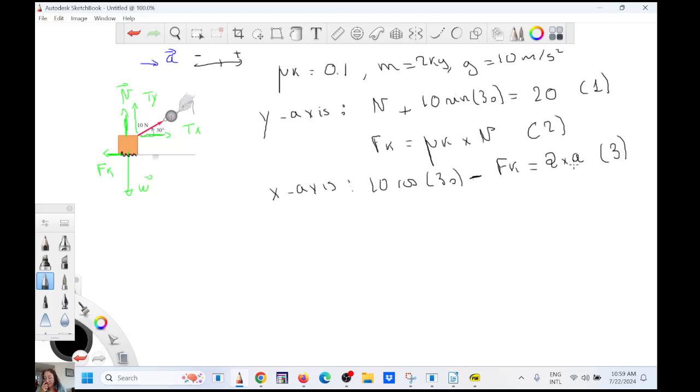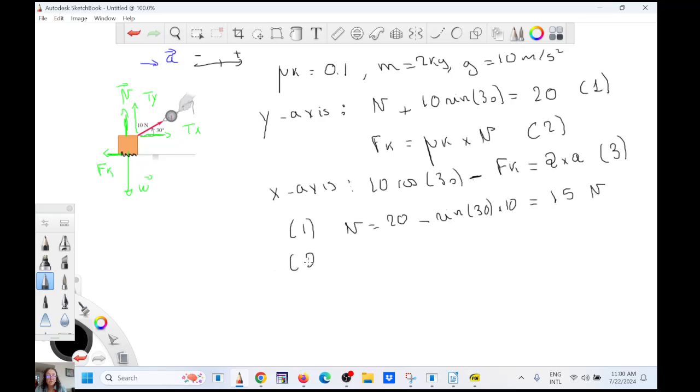So to have the acceleration, I need to find the frictional force. To find the frictional force, I need to find the normal force. To find the normal force, I go back to equation 1. So from 1, I have that the normal force equals 20 minus sine 30 times 10. So this is 5, so that will be 15.